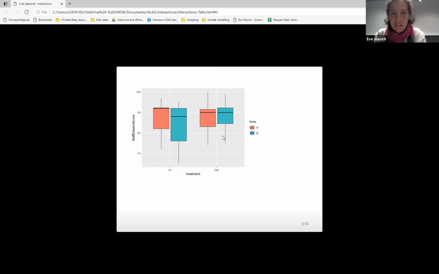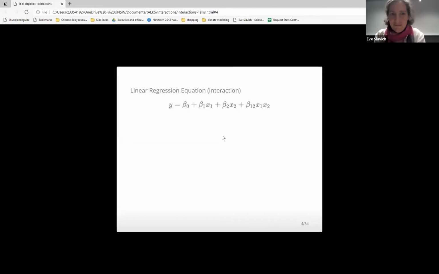So what we're looking for is whether the difference between time 1 and 2 is different in the control compared to the diet treatment. So this requires a bit of revision of the linear regression equation.